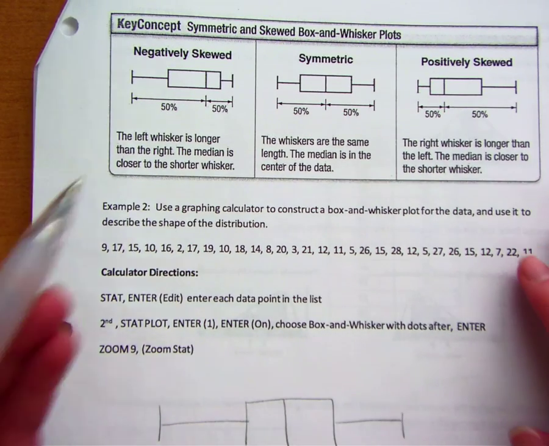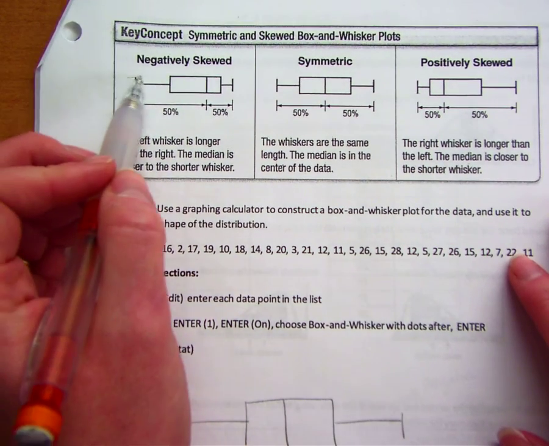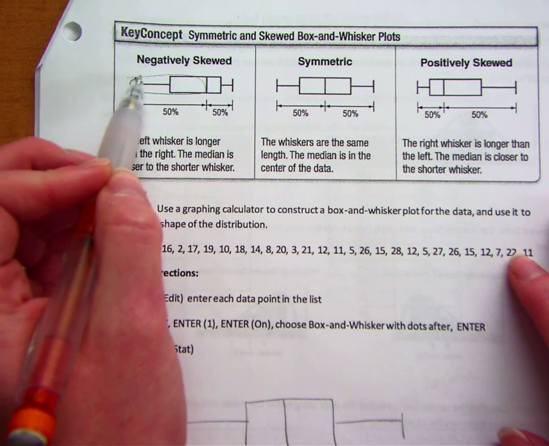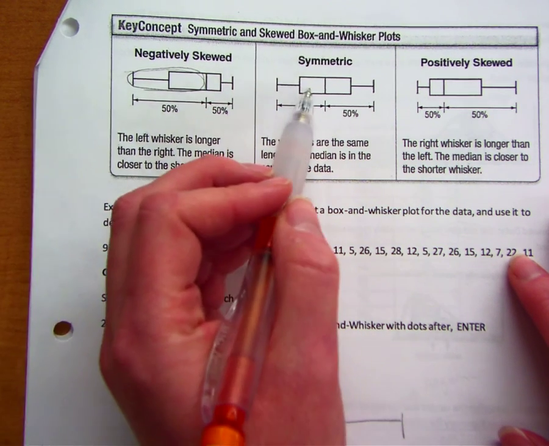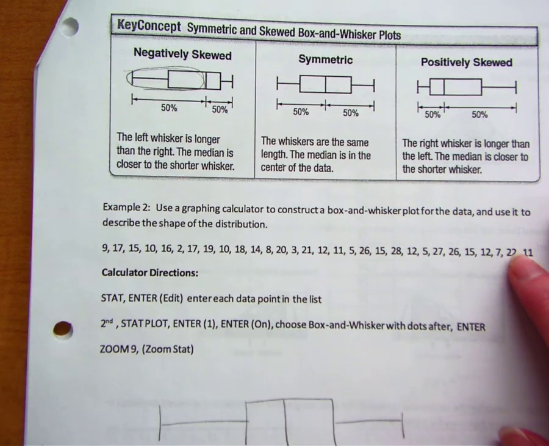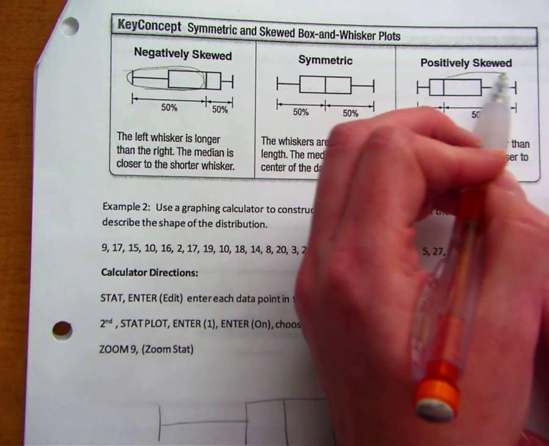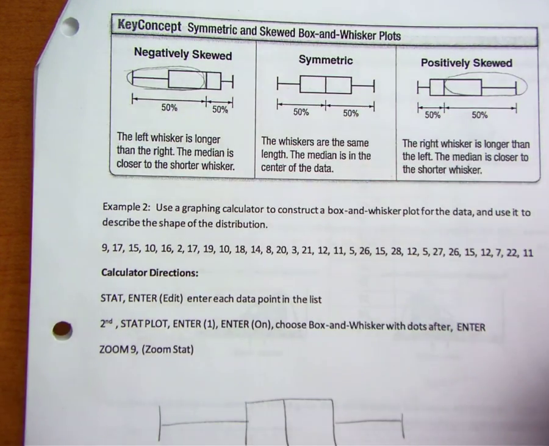On the next page, we have a box plot, like the box plots we talked about in the previous lessons. If the box is bigger on the left and the tail is bigger on the left, that's negative. If the boxes are equal and the tails are equal, that's symmetric. And in this one, the box and the tail are bigger on the right, which is positive.